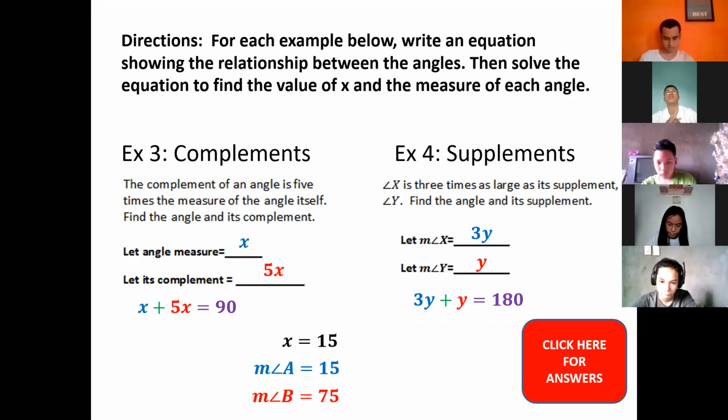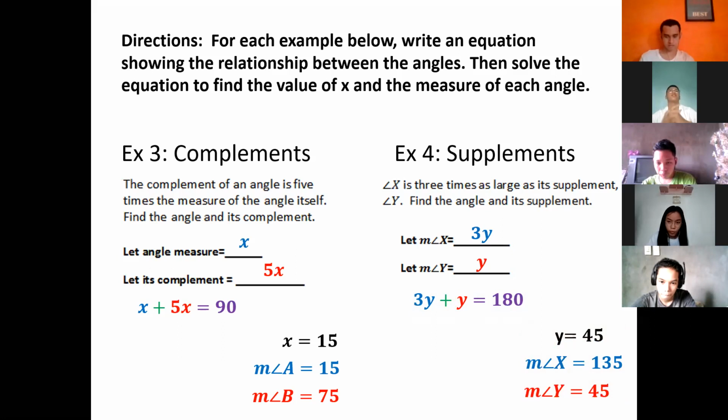Divide 180 by 4, you'll get 45 degrees. Therefore, the measure of angle y is 45 degrees and the measure of angle x is 45 times 3, or 135 degrees.